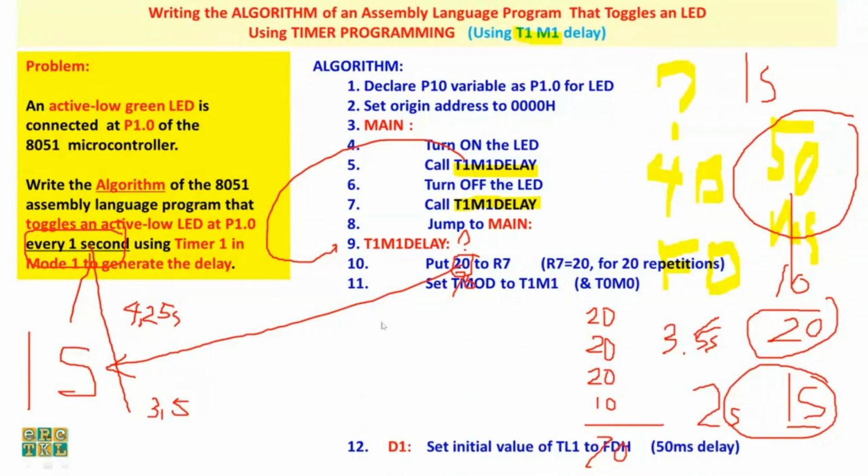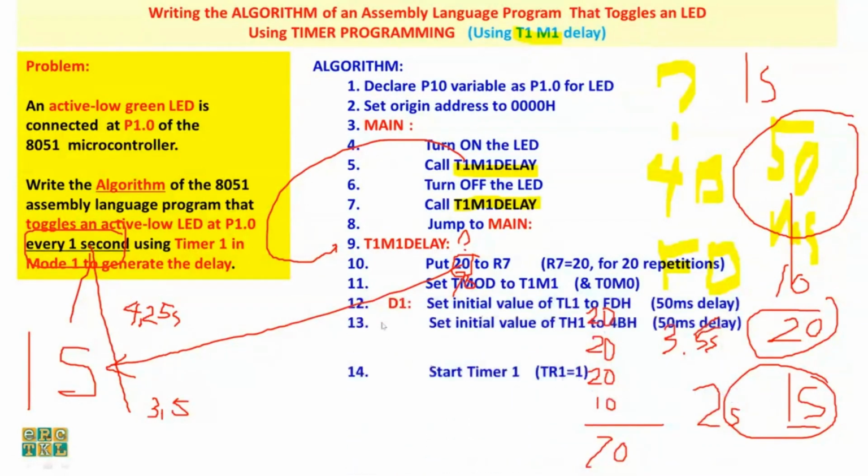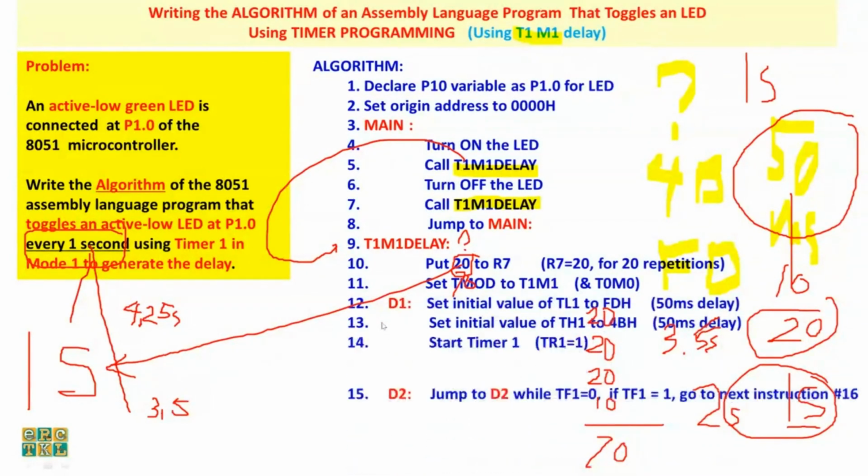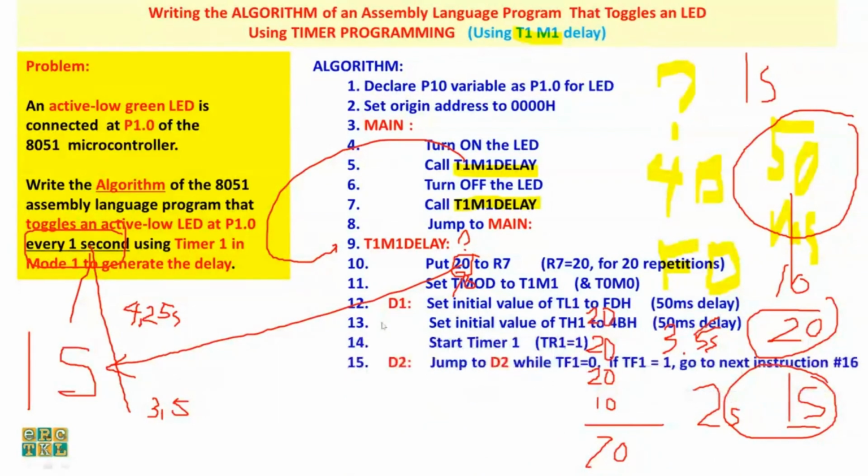Here, you remember WTT, remember that? T mode, TL, TH, TR: while TF1 equals 0, do nothing, and then TR, and then TF. Remember, you can write the same. You can write, make the T mode T1 M1, timer 1 mode 1. Make TL1 equal to FDH. You can write like that, no problem with me.